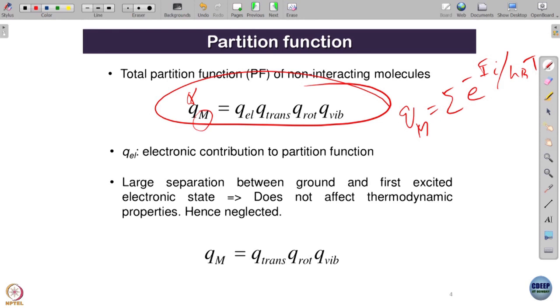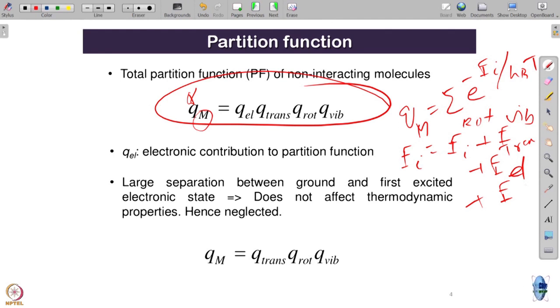And then the energy is a sum over rotation, vibration, translation, and plus E electronic. That is so, then these are separate sums, so they go into a product. So the total molecular partition function is the product of the partition functions of electronic, translation, rotation, and vibration.